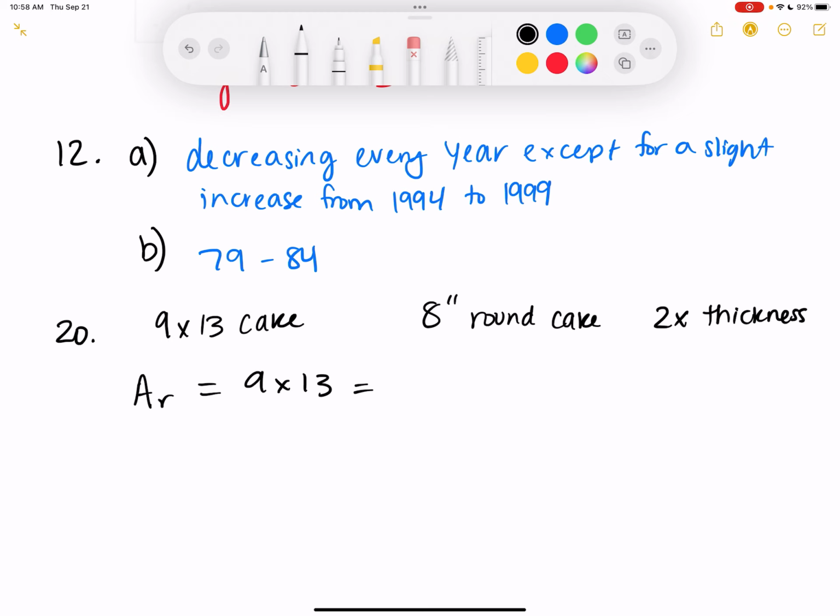That's 117 inches squared. And then the circle one, we would do pi r squared. So remember, this is an 8-inch diameter, so the radius is half of that. So it'll be pi times 4 squared, which is 16.